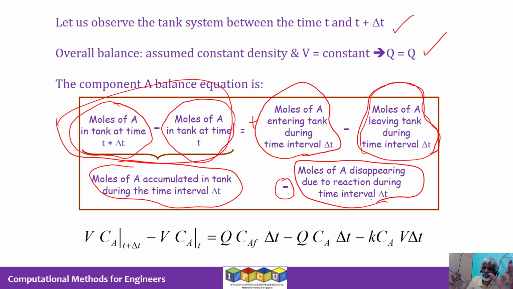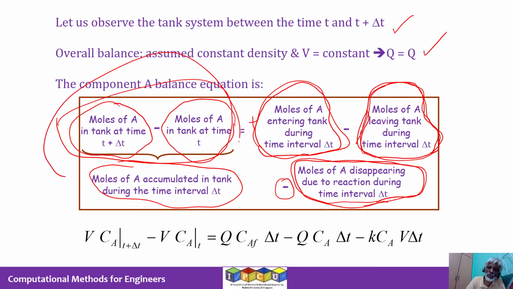So this difference between what comes in during the time interval delta t, what leaves the reactor during the time delta t, and what gets converted to B during the time interval delta t, is going to lead to the accumulation of moles of A between time t and t plus delta t. So now we have to convert that into symbols based on the table that we have already discussed in the previous slide.